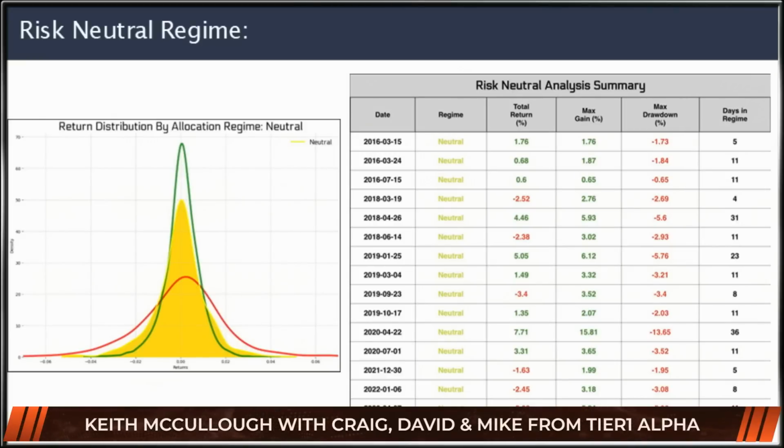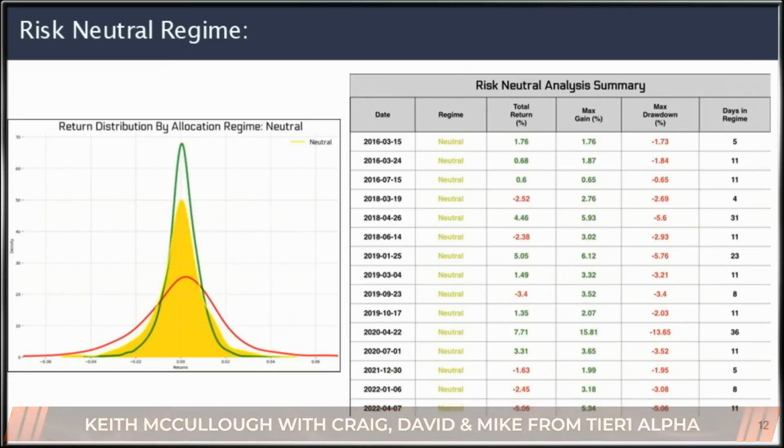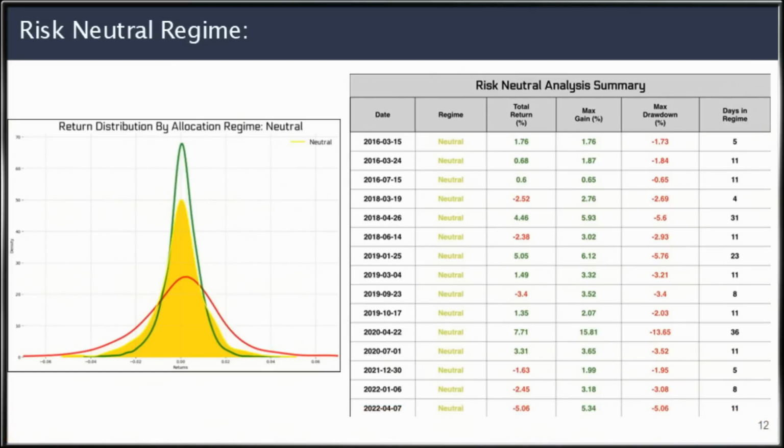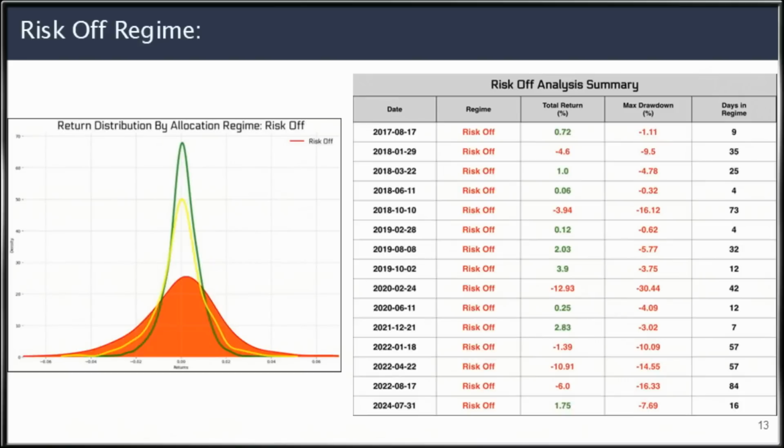Risk neutral, you get a little bit of both. That's why we were saying we don't have necessarily a strong sense either way. And when the model shifts to risk neutral, we do think it's appropriate to add a little bit more exposure to equities because it can be a transition stage. But also, we're not super confident that we're not going to switch back to that risk off regime.